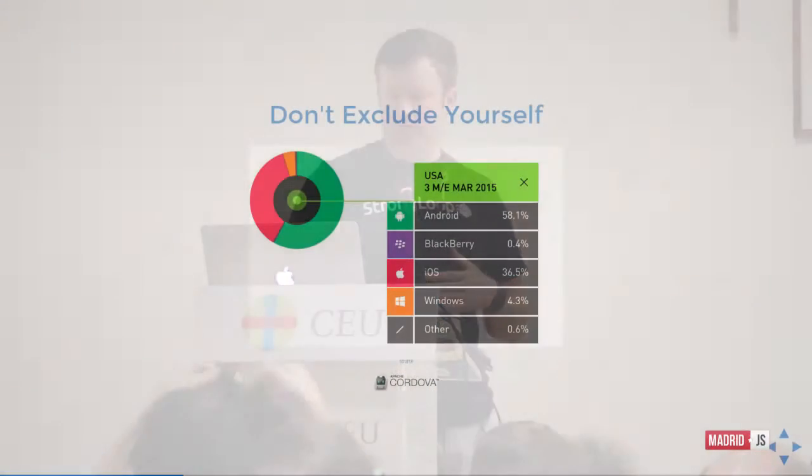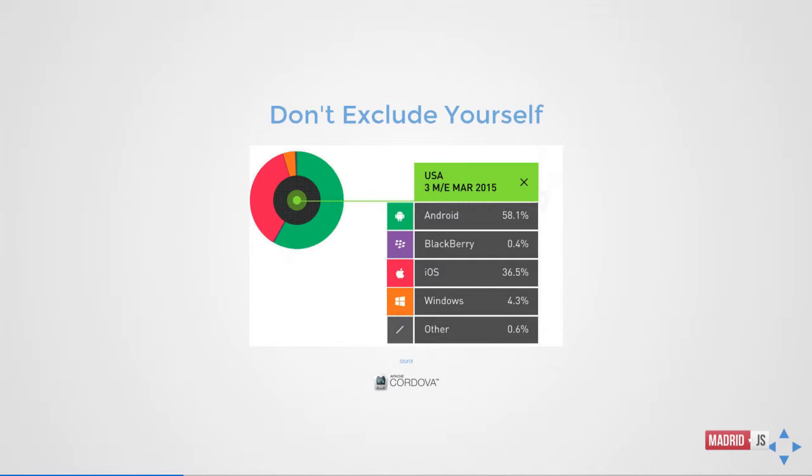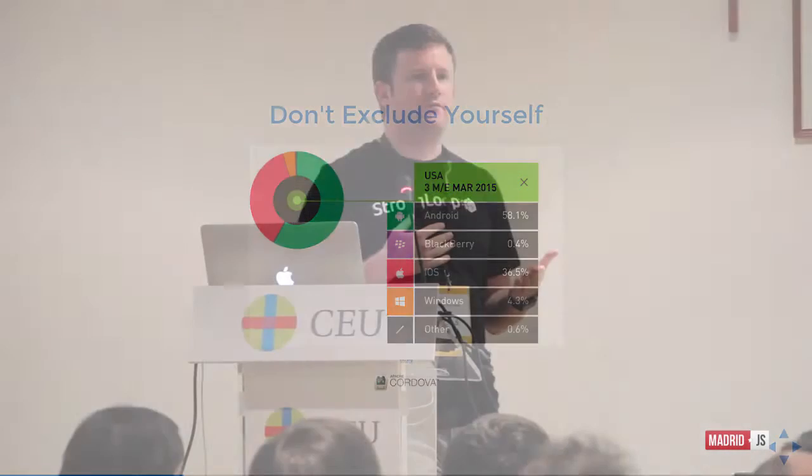And then this is a usage chart from March of this year, and you can see that if you target just one platform, let's say Android, that's 58% of users. But if that's the only platform you target, 42% of users are not going to be able to use the experience that you want to deliver. If you target iOS and you've got 36% market share, that means roughly 64% of users out there are not going to be able to consume your experience.